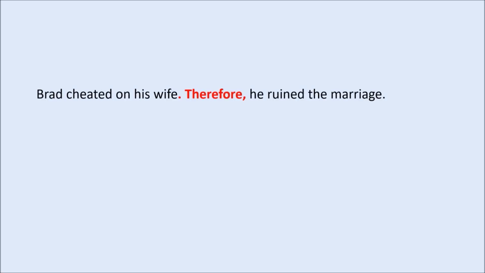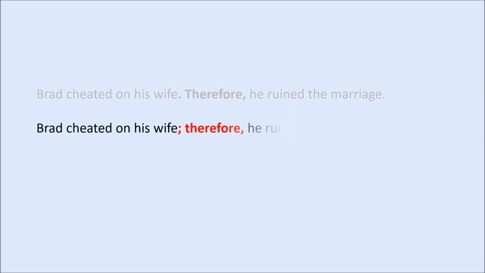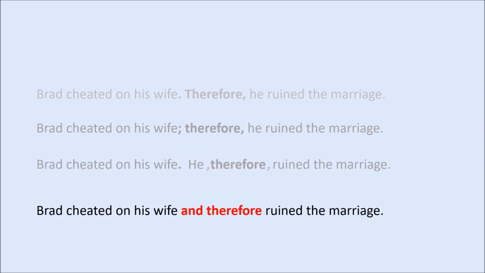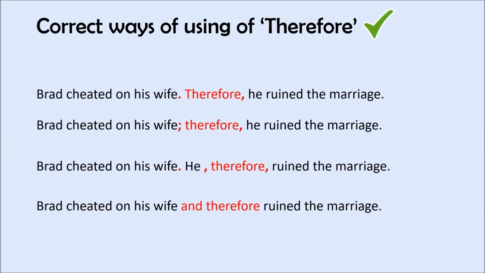First option. Brad cheated on his wife, full stop, therefore, comma, he ruined the marriage. Second option is to place a semicolon instead of a full stop to separate the sentence. Third option is to place therefore behind the subject he, or by adding commas in between to emphasize the subject. So it goes like Brad cheated on his wife, he therefore ruined the marriage. The last option is to join the sentences by a conjunction, so you can exclude the subject he and place emphasis on the consequence. These are the correct ways of using therefore.